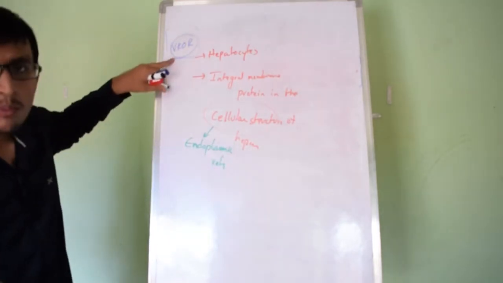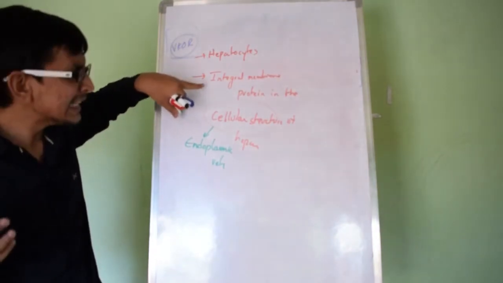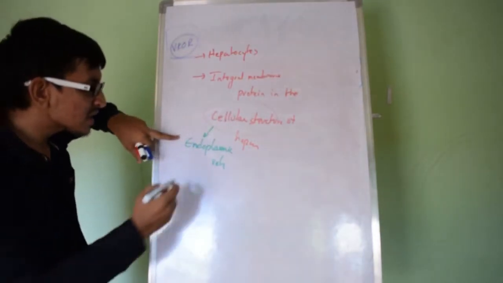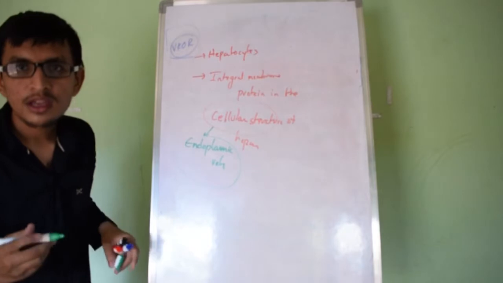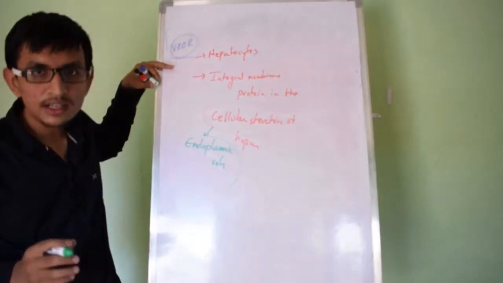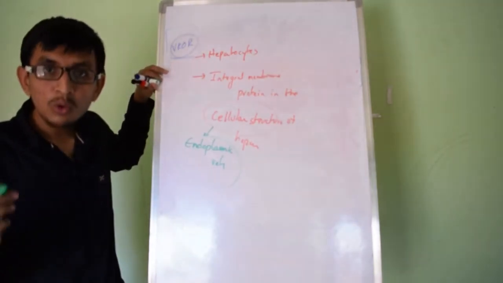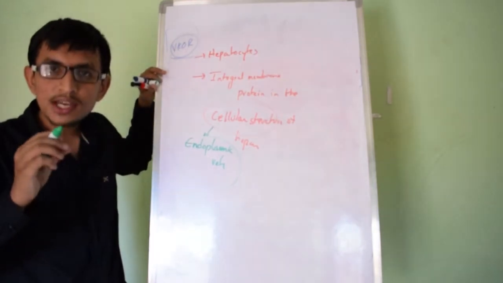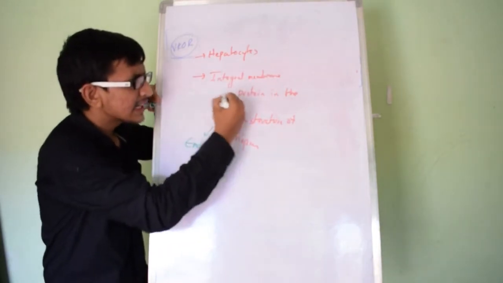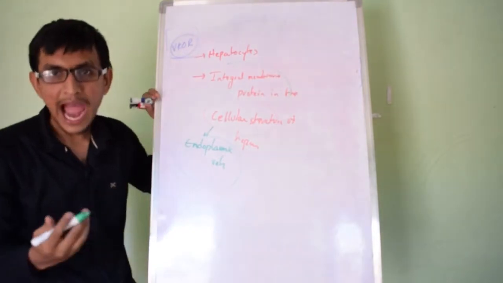Again, the vitamin K epoxide reductase enzyme is present in hepatocytes. Specifically, it is present as an integral membrane protein in the cellular structure of hepatocytes, and this cellular structure is called the endoplasmic reticulum. So the thing you need to understand here, as far as the location of vitamin K epoxide reductase is concerned, is that it is present as an integral membrane protein in the endoplasmic reticulum.